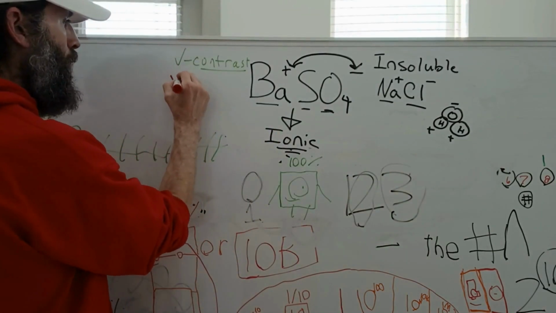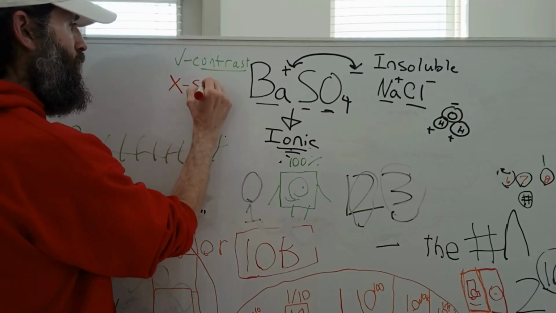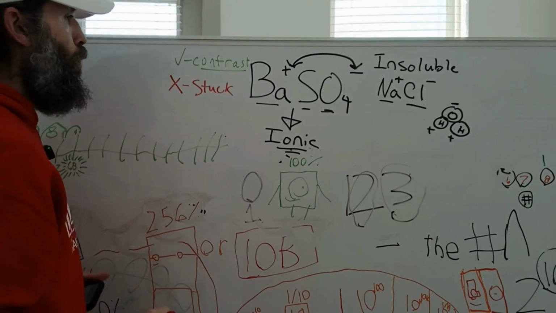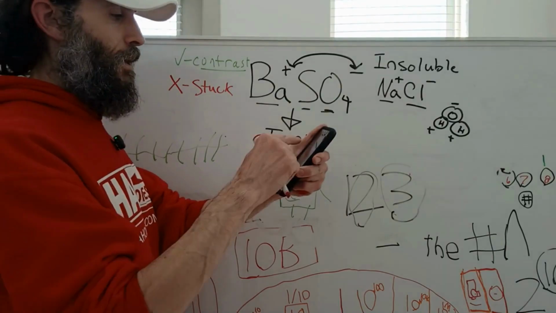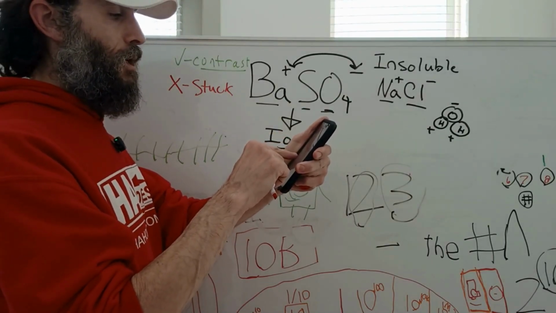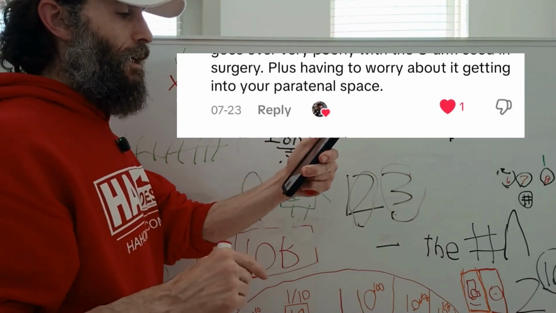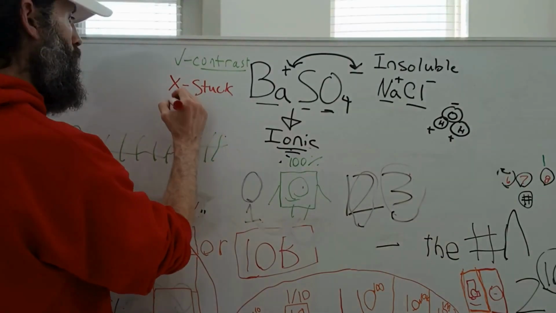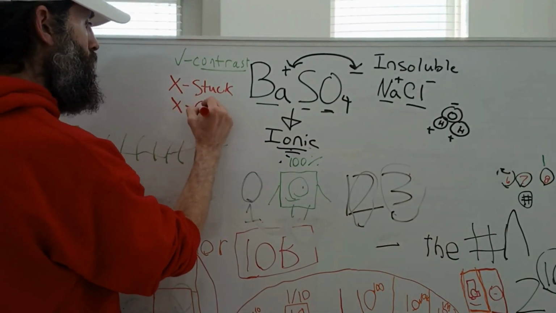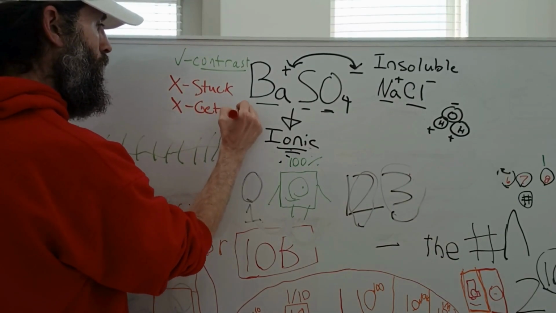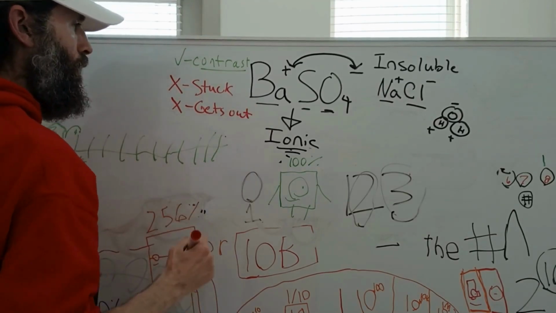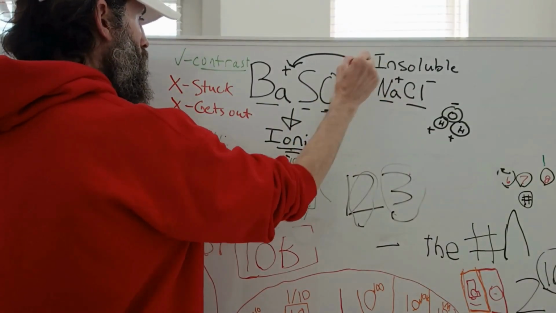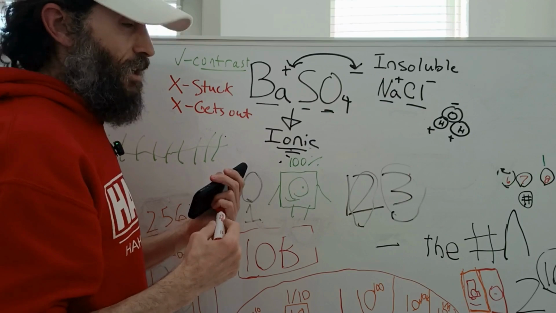A negative of barium sulfate is, what if it gets stuck in the digestive system? No bueno. And then Nate also mentions, plus having to worry about it getting into your peritoneal space. I'll have these comments up here. That's the other negative. What if it gets out of the digestive system? And these 2 are also going back to it being insoluble makes it these negative, hence the red.